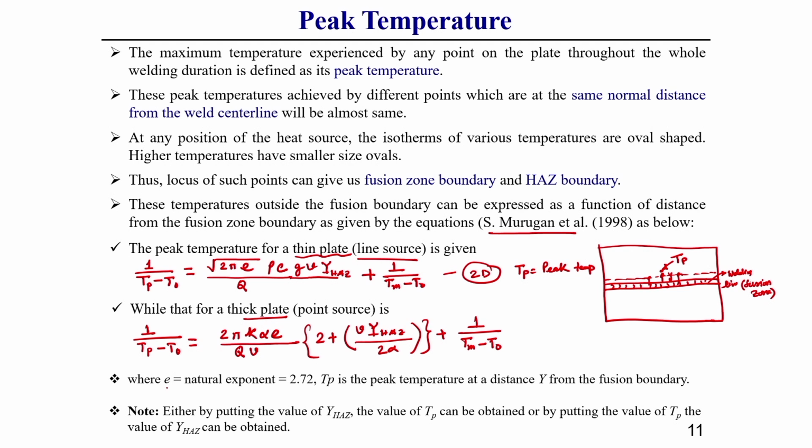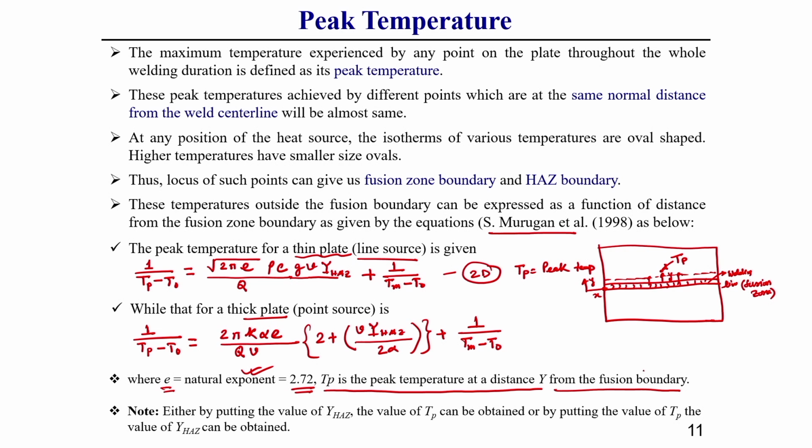What is this e? I have already written: e is the natural logarithmic exponent, and its constant value is generally 2.7. Tp is the peak temperature at a distance y from the fusion boundary. You should keep this in mind. The y distance we need to consider is the distance from the weld zone boundary, perpendicular to that zone. Let us consider this is your x axis, and this is your y axis. You need to consider the distance from the fusion boundary to that point.